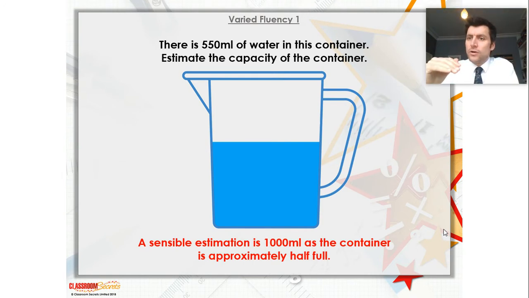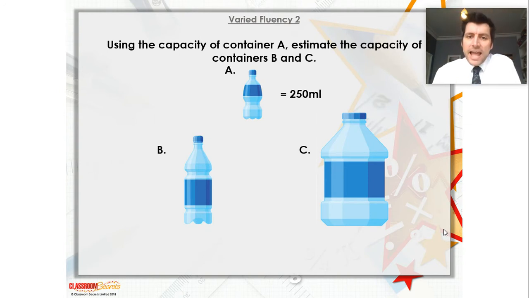So if it's half full and a little bit more, and it's 550, then it's less than 550 to go. So 1,000 millilitres, 1 litre would be right. A is 250 millilitres. What do you estimate B to be? It's obviously more, and C is significantly more. So what's your estimate for C? Have a think, have a ponder.